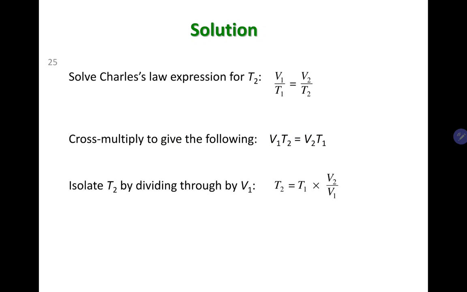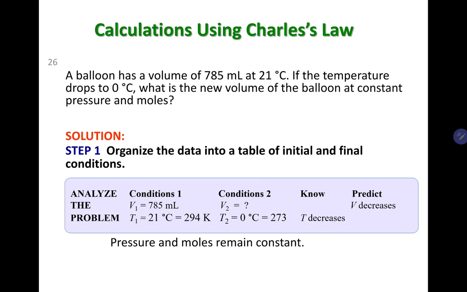All right, this is the solution, and let's go through this sample problem. This is a detailed calculation. In here, what we are doing is changing the temperature of a balloon. In the beginning, the balloon was at 21 degrees Celsius and we are dropping the temperature to 0 degrees, so you are decreasing the temperature. So volume should also decrease. The starting volume is 785.